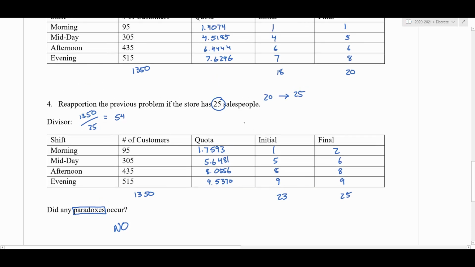Tomorrow we are going to move on to a new apportionment method and get ready for our quiz at the end of the week on Friday.